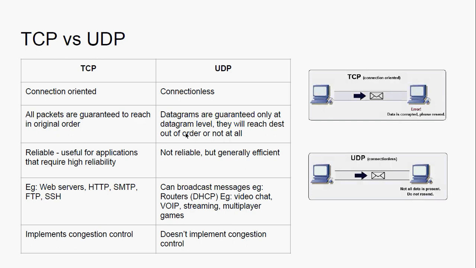So they can arrive in any arbitrary order, out of order or not at all. UDP guarantees only at the datagram level. It's generally used for broadcasting, and it's mainly used by routers, which internally use UDP.